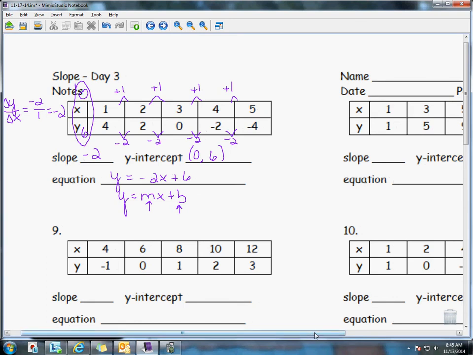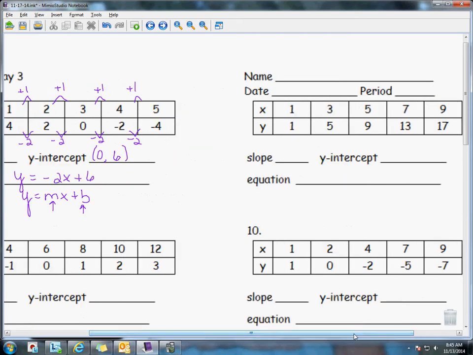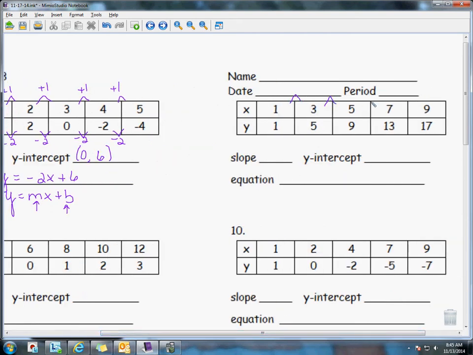Okay, next one we have, again, do our change in y and change in x. So do my little arrows up here. My x's are going up by 2's. And my y's are going up by 4's. So over here to the side, I'll do change in y over change in x. Y's are going up by 4's. X's are going up by 2's. 4 divided by 2 is just 2. So my slope is 2.